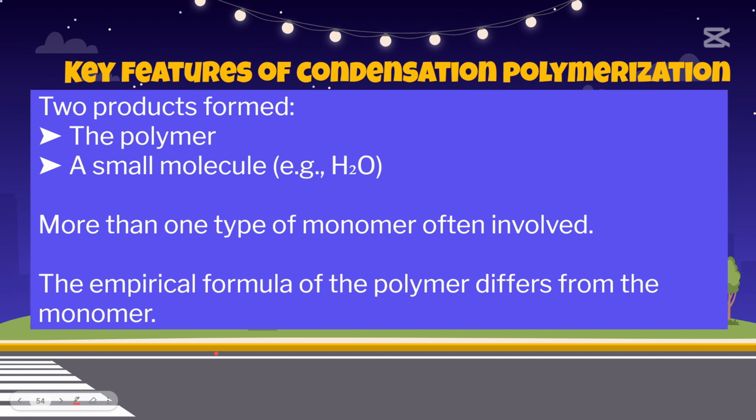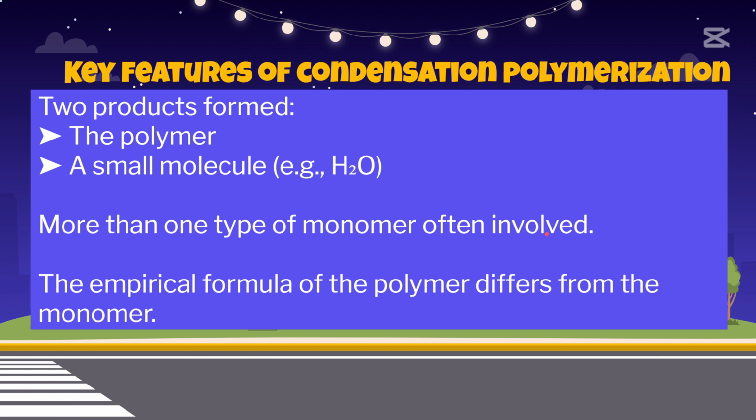That's cellulose. Some key features of condensation polymerization. So two products are formed: the polymer and a small molecule, H2O. That's a key feature. Remember that for condensation polymerization, we form a polymer and we also form the water molecule, or the hydrogen chloride, or the NH3 group. Note that the polymer formed and the monomer used do not have the same empirical formula. And note that more than one type of monomer is often used for condensation polymerization.